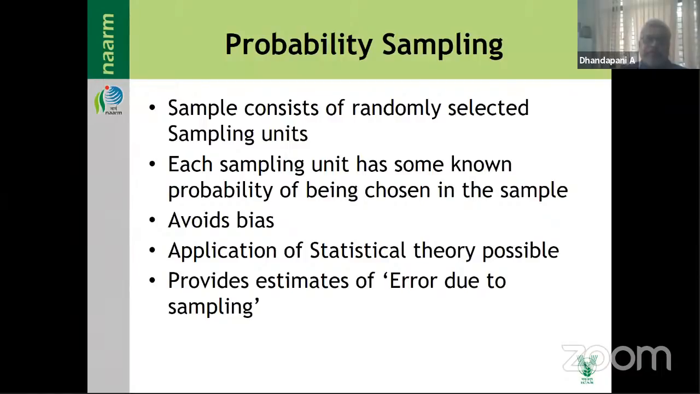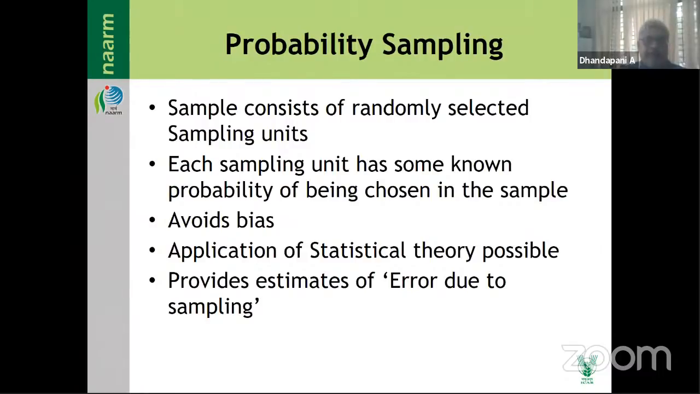Now, what we mean by probability sampling is that each unit in your population has some known probability. This probability we have to fix. There are various ways you can fix this probability. That is how different selection procedures differ, in the way they select each unit. The reason we go for this is that it avoids bias. Once you have an unbiased sample, your results can be interpreted for a larger area.